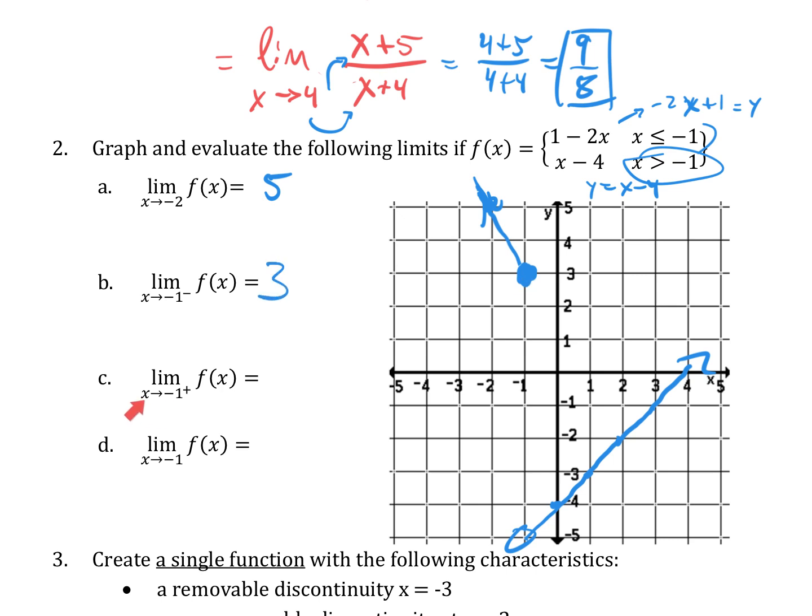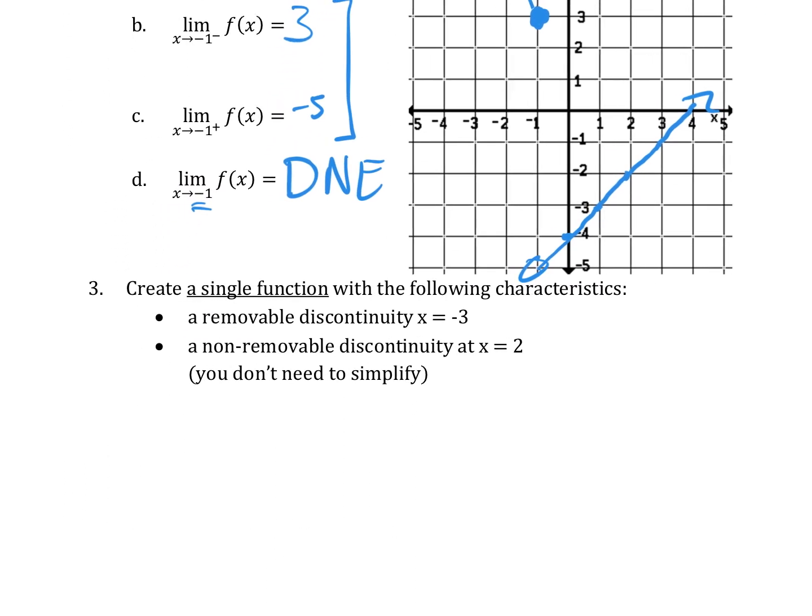As we come from the right, the limit as x goes to negative 1 from the right, that's what this means. So we're coming from the right down this line, and the y value we're approaching is negative 5. Well, are those the same? No, they're not. So negative 1 is approaching different values from the left and right, so this does not exist. The overall limit, not the left-hand limit or the right-hand limit, doesn't exist because they're not going to the same place, right?